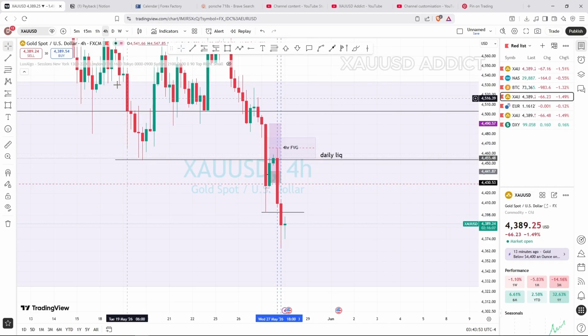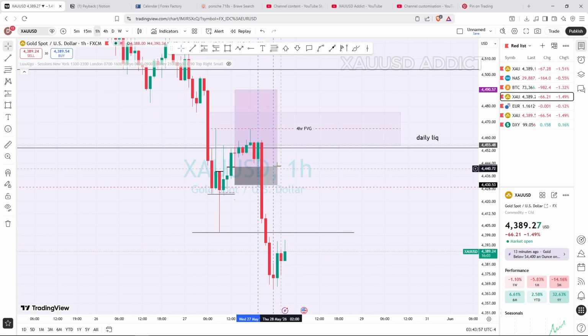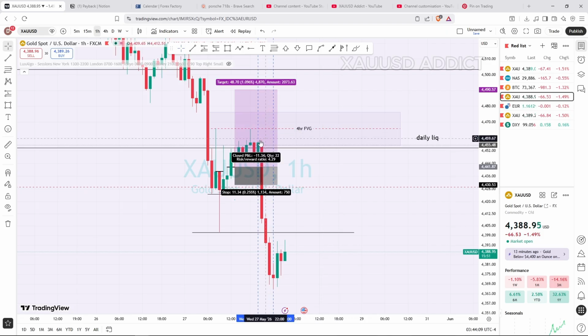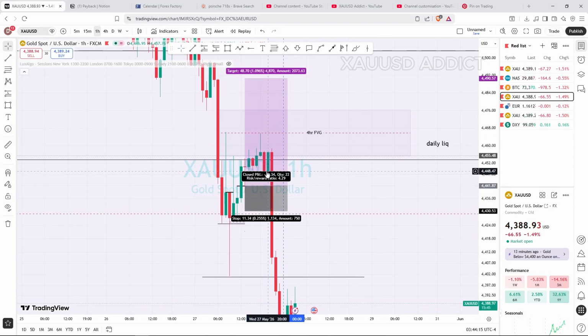Okay, so on the 1 hour time frame, what was happening? You can see first our price had reached the 50% of the 4 hour fair value gap. That was something strong. Okay, and then what had happened at 1900? Price had printed out a very bearish candle and it had engulfed the previous bullish candle.